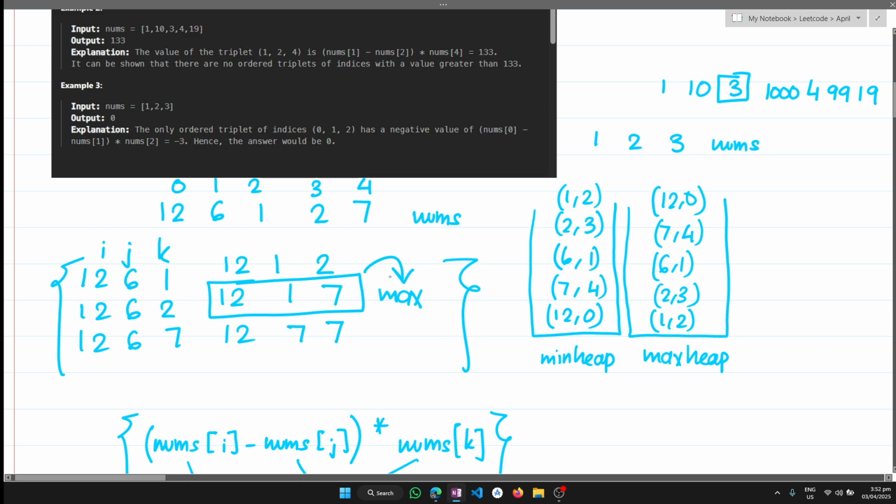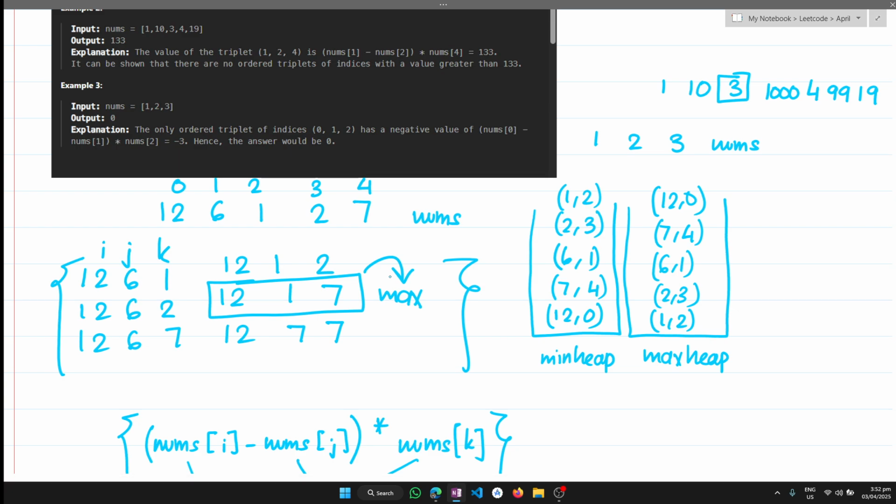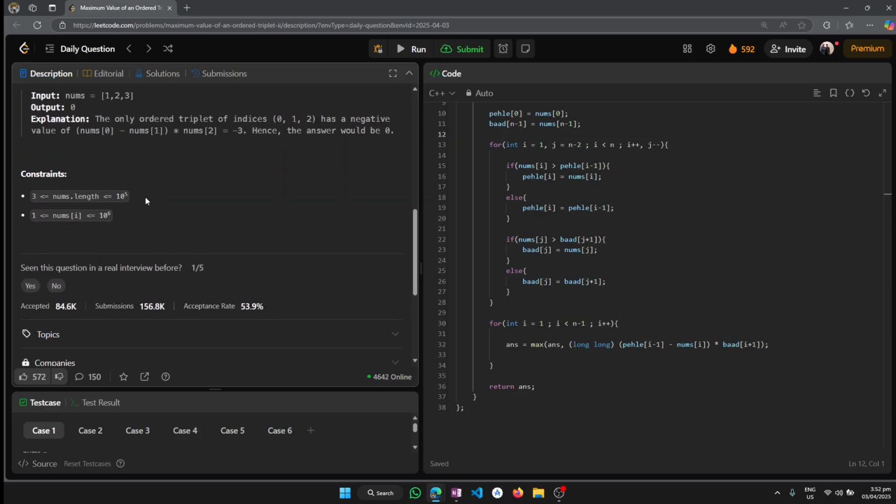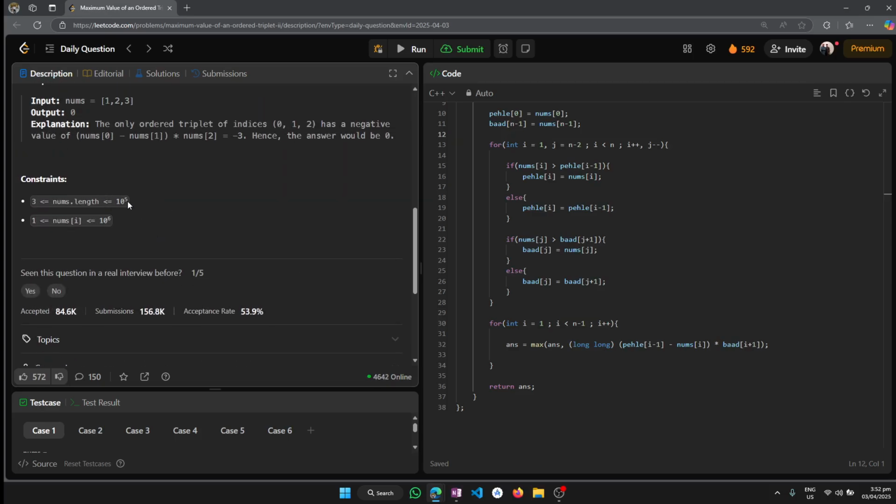So the brute force approach would simply be to iterate through all the possible triplets and find out the maximum, isn't it? Just do everything that you can, do a lot of effort, and find out what the best answer is. But then if you take a look at the constraints, it says 10 to the power 5.